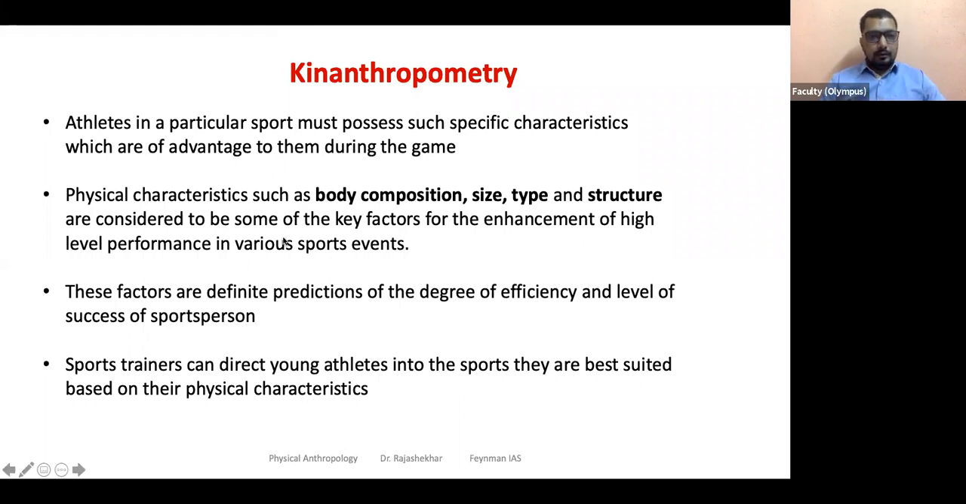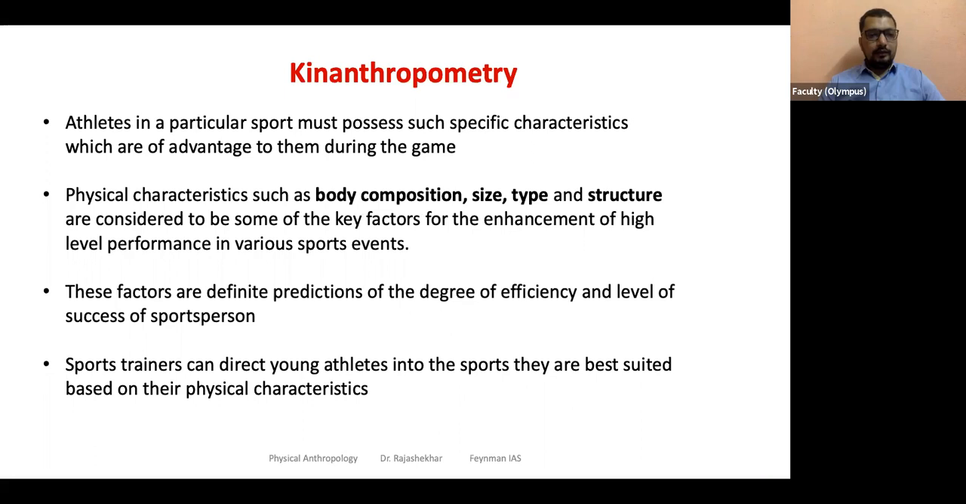Okay, so physical characteristics such as body composition, size, type, and structure are considered to be the key factors in enhancing their performance here. Body composition, like fat content, muscle content, size of the body, whether they're short or tall. Type of build, endomorphic, ectomorphic, mesomorphic, like that build, and overall structure. These components we mostly focus on here.